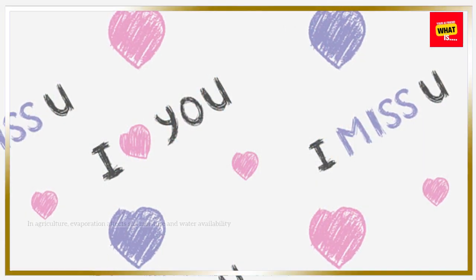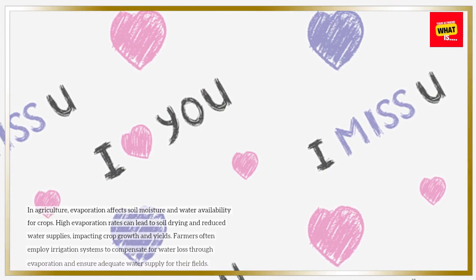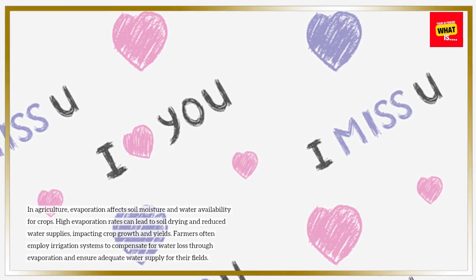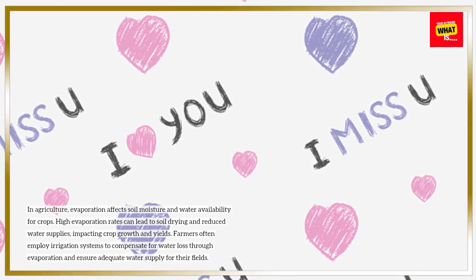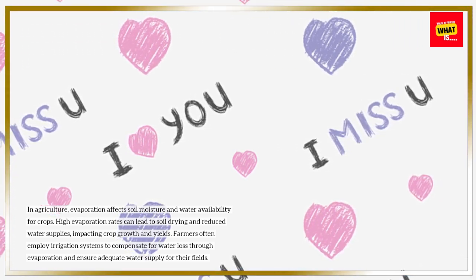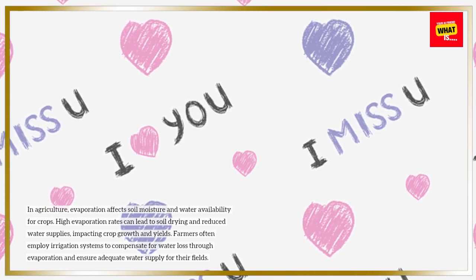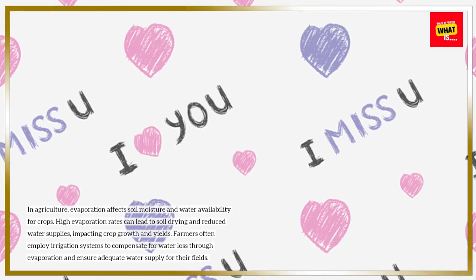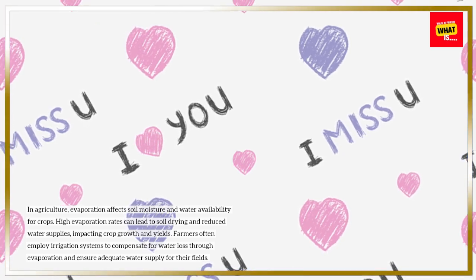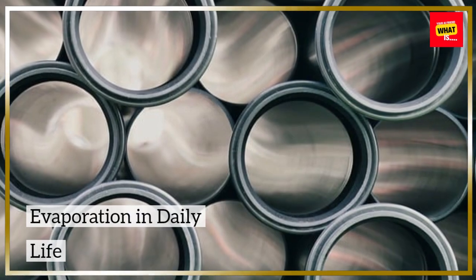Impact on agriculture and water resources. In agriculture, evaporation affects soil moisture and water availability for crops. High evaporation rates can lead to soil drying and reduced water supplies, impacting crop growth and yields. Farmers often employ irrigation systems to compensate for water loss through evaporation and ensure adequate water supply for their fields.